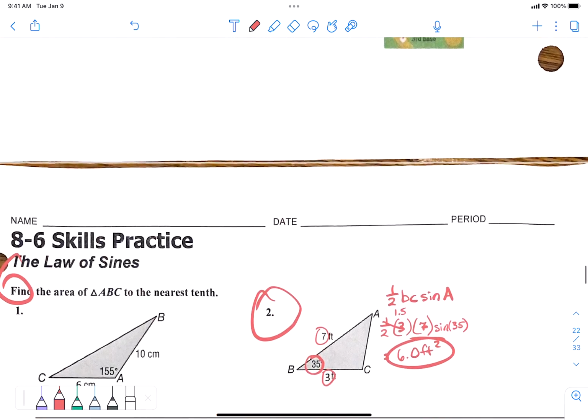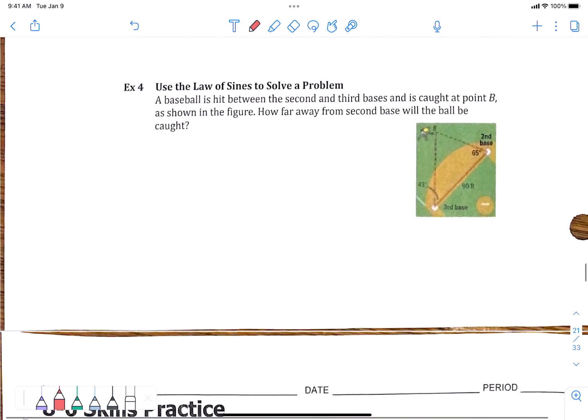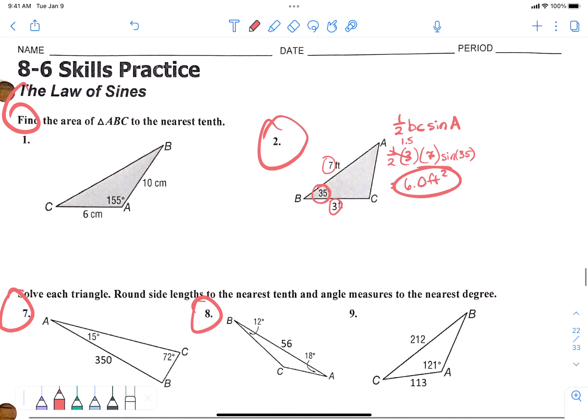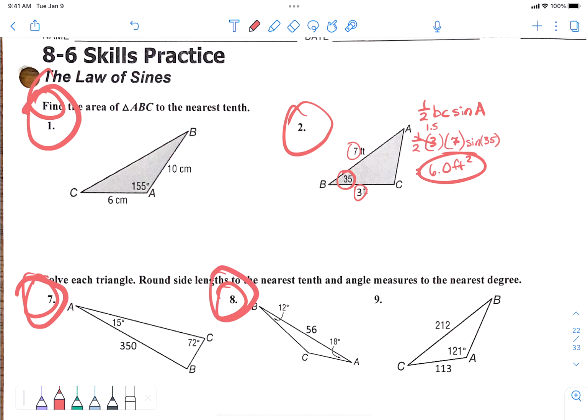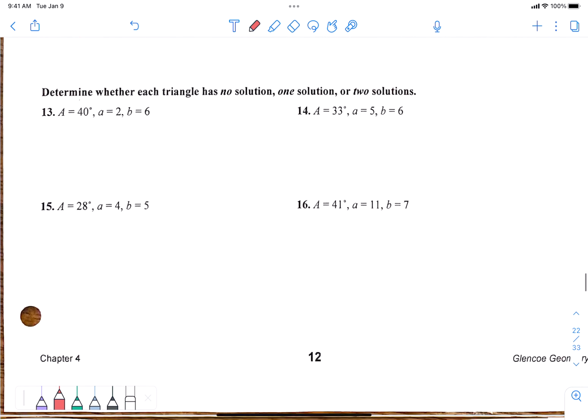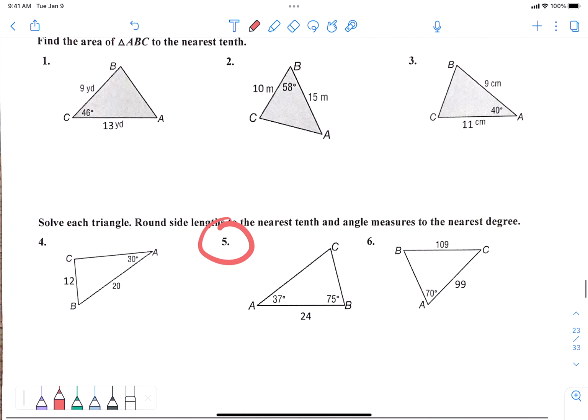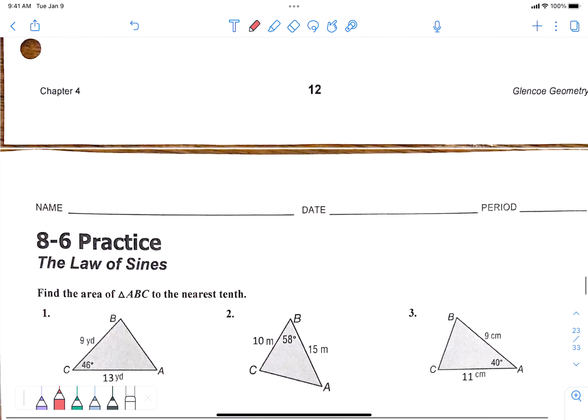Okay, so we're going to wait for the backside on Monday, because that's a lot of information, a lot of different formulas, that I just gave to you. So what I want you to do is on skills practice, we just did 2 together. You're going to do 1 and 7 and 8. And then you're going to do number 5 on the backside. And that's all for homework. That should take you enough time, right?